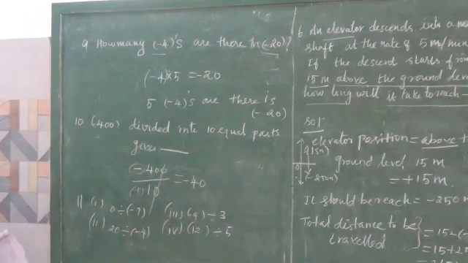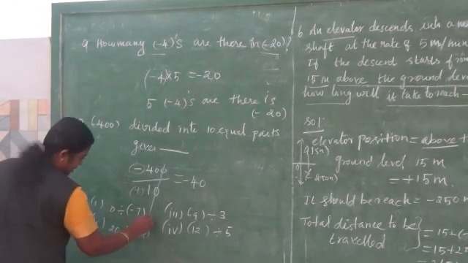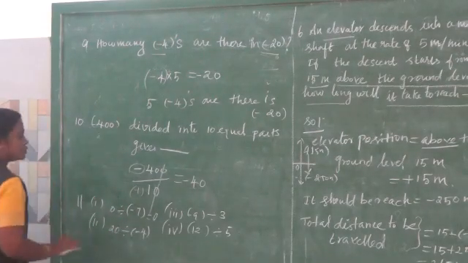Look at the 4 options. We have to find out which option does not represent an integer. 0 divided by any integer, you will get 0. So this is an integer.